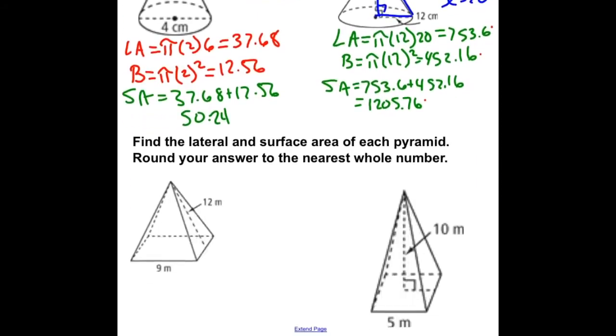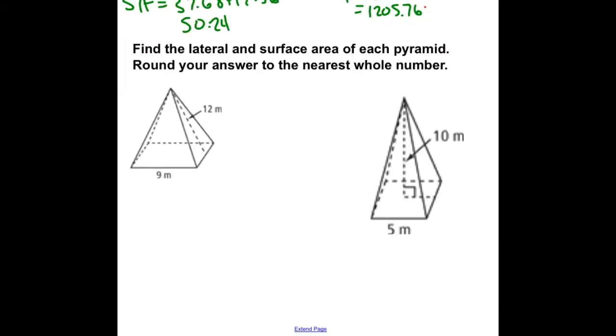So pyramids are actually quite similar. They can be a little bit easier though, depending on what that base is. It says find the lateral area and the surface area again of each pyramid. Round your answer to the nearest whole number. So remember back at the top I said that the lateral area formula for a pyramid is just 1/2 perimeter of the base times the slant height. So we just go plug that in.